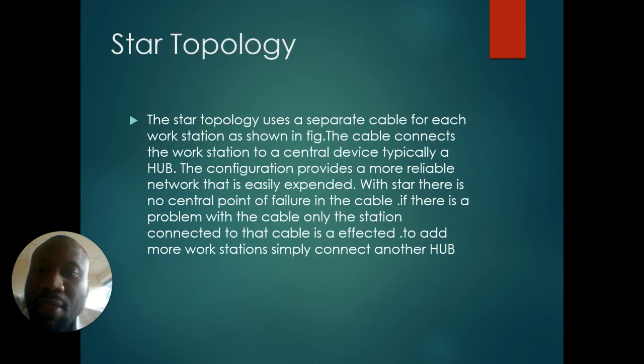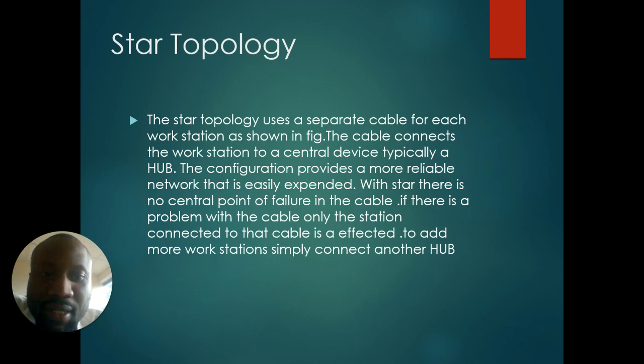Star topology. The star topology uses a separate cable for each workstation as shown in the figure. The cable connects the workstation to a central device, typically a hub. The configuration provides a more reliable network that is easily expanded. With star, there is no central point of failure in the cable. If there is a problem with the cable, only the station connected to that cable is affected. To add more workstations, simply connect another hub.